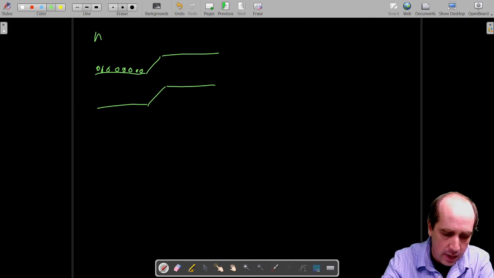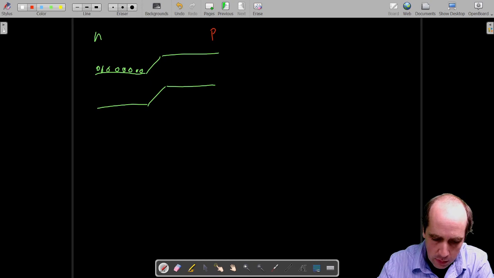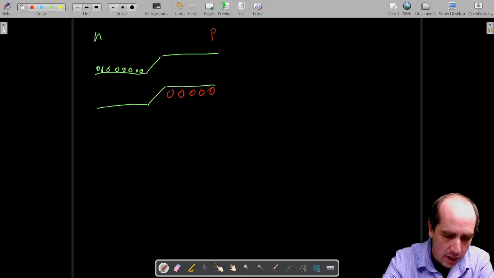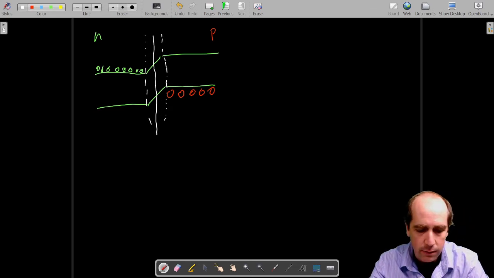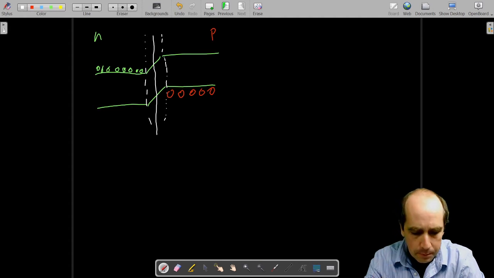In the other side, which is the P side, you have excess of holes. And in principle, you have this region around, so that if the joint is somewhere around there, you will have this region roughly of the order of 1 micron thick, in which you have no carriers whatsoever.